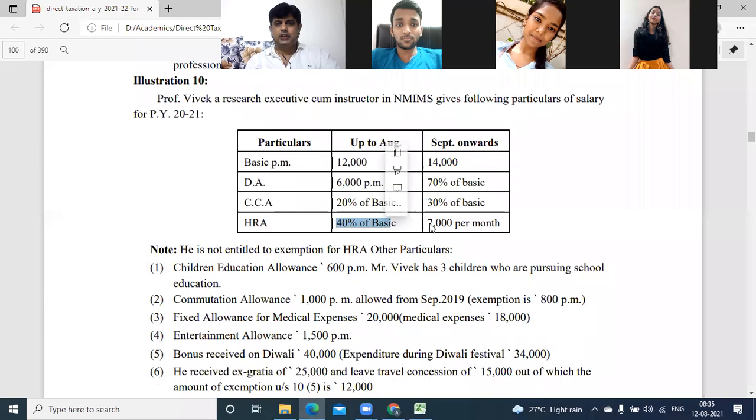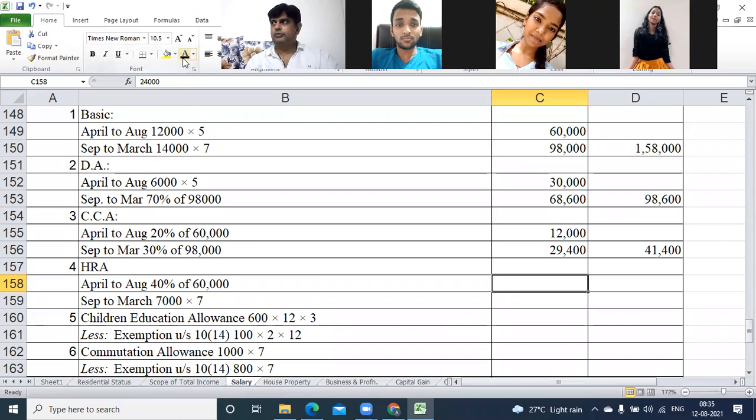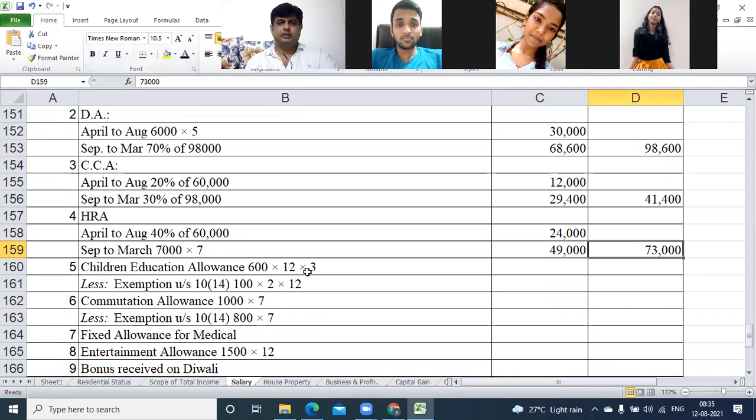40% of basic and 7,000. So 40% of 60,000 is 24,000. Very good. And 7,000 into 7 months is 49,000. The total is 73,000. Very good.